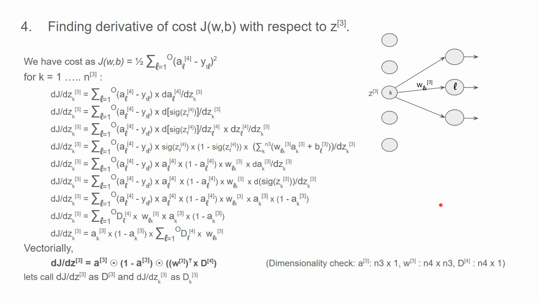We assume that we call dJ by dz3 as capital D3, and dJ by dzk3 as dk3.